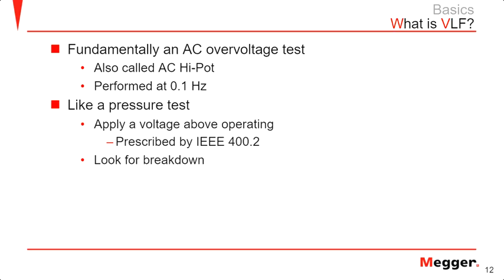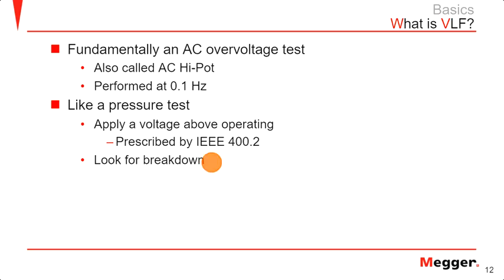You are applying a voltage above your operating voltage as described by IEEE 400.2. Like we said earlier, it has three different standard voltages: installation, acceptance, or maintenance. Depending on what kind of testing you are doing, you will say, hey, if I'm doing maintenance testing, I will apply 1.5 times my operating voltage. So that's how the VLF test works.